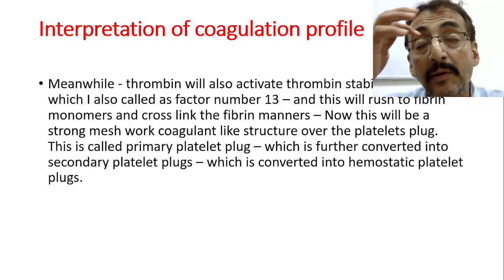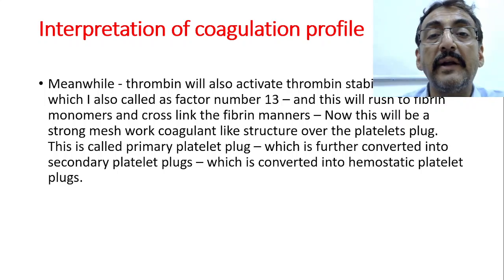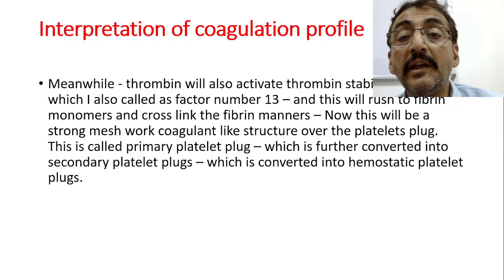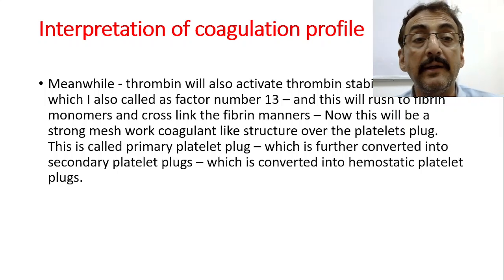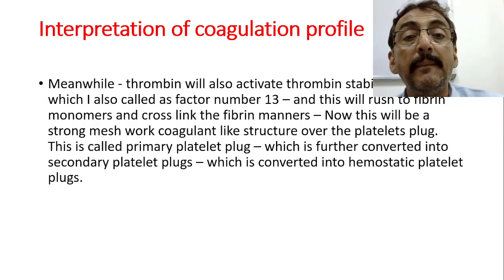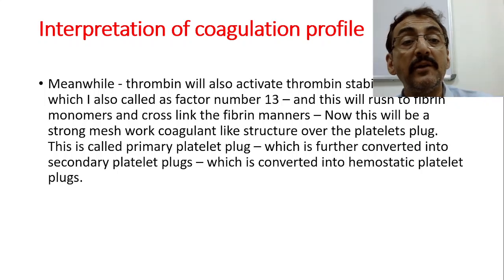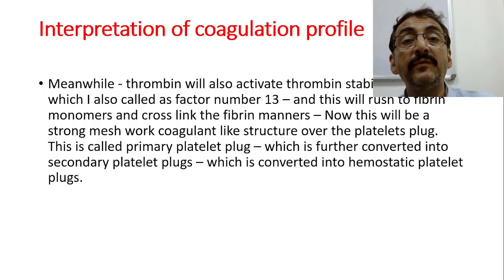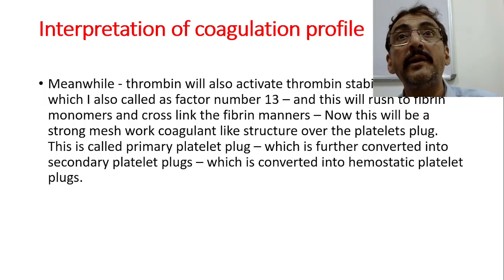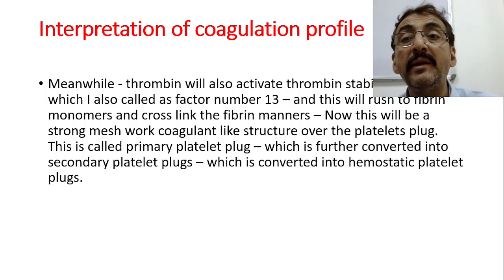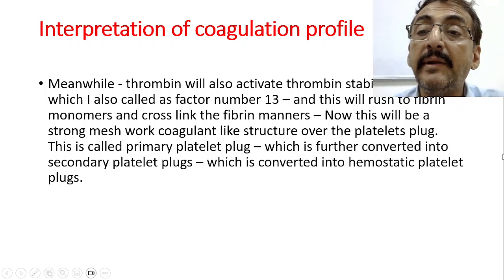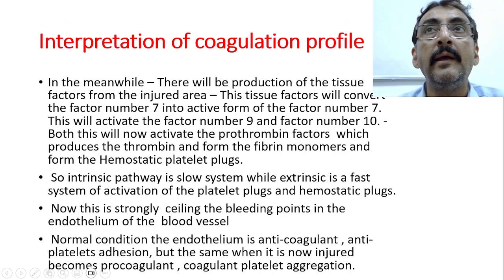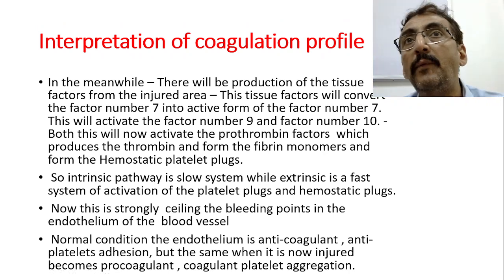So after thrombin is formed, there will also be formation of factor number 13. Now this will be a strong meshwork coagulant-like structure over the platelet plug. This is called the primary platelet plug, which is further converted into secondary platelet plugs. At the end, when factor number 13 is activated and cross-links the fibrin monomers, it is called the permanent hemostatic platelet plug. Okay, so this is all about the intrinsic pathway, how it works.